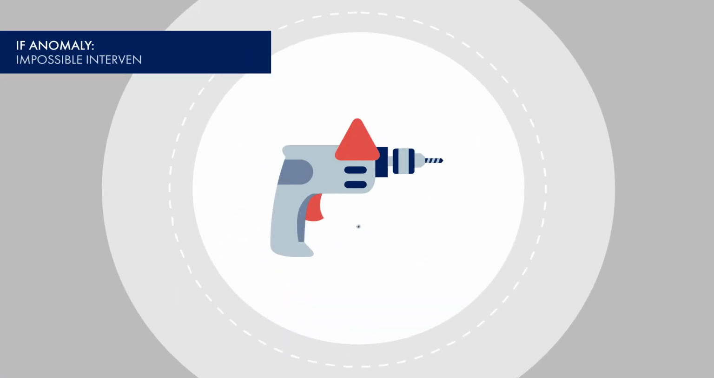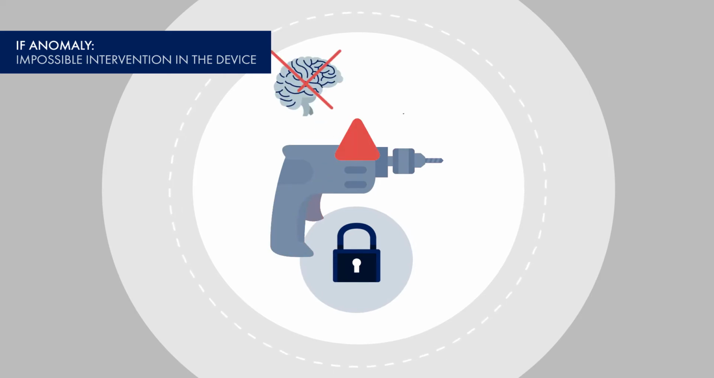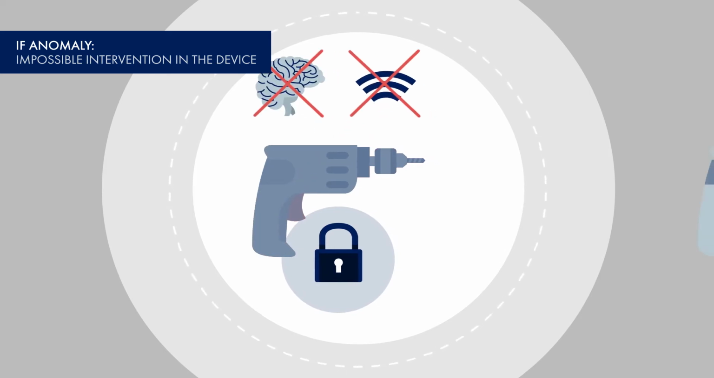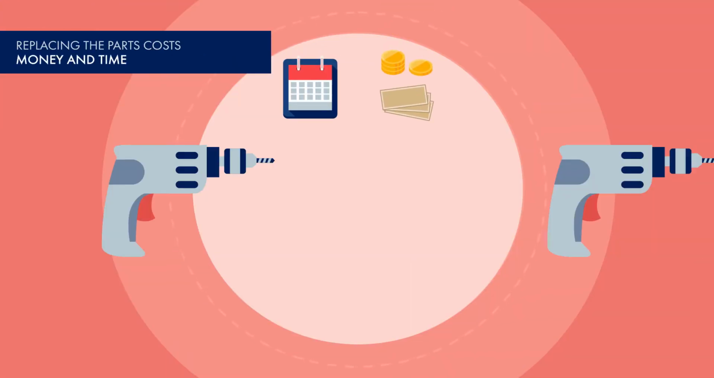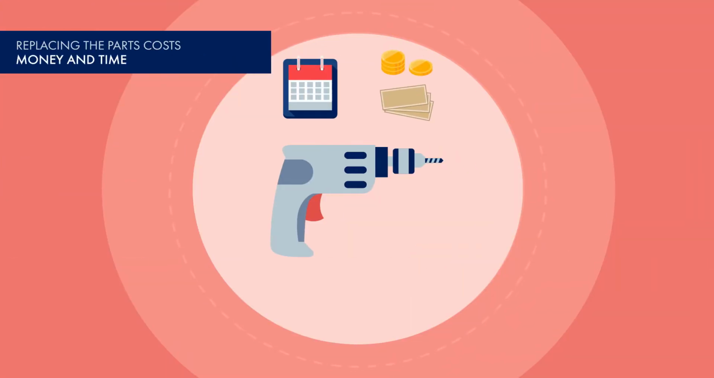Today, if we notice an anomaly, we can't intervene in the device. It remains opaque. We're obliged to ask the manufacturer. If we have to systematically replace parts, it costs money and time.